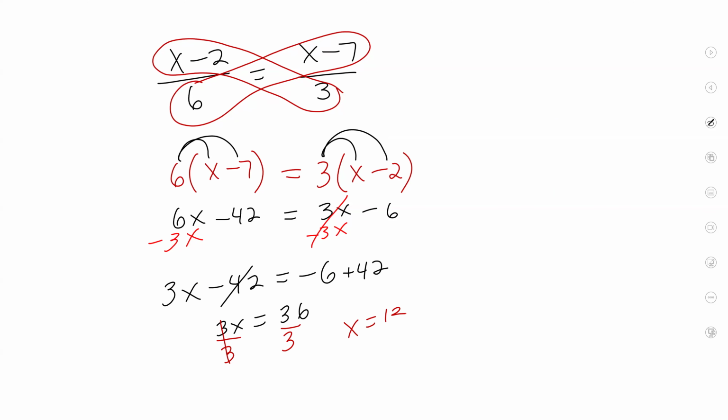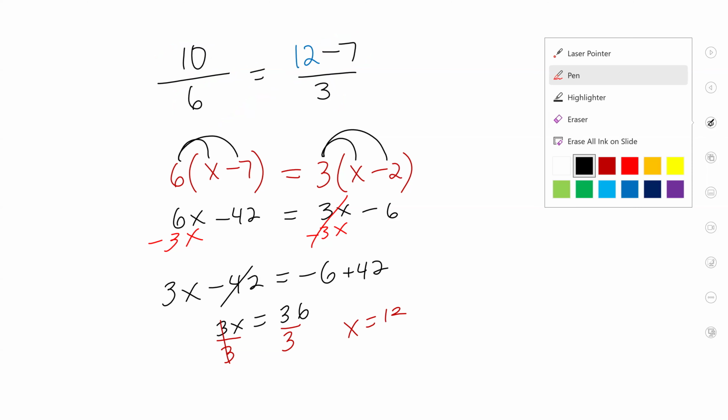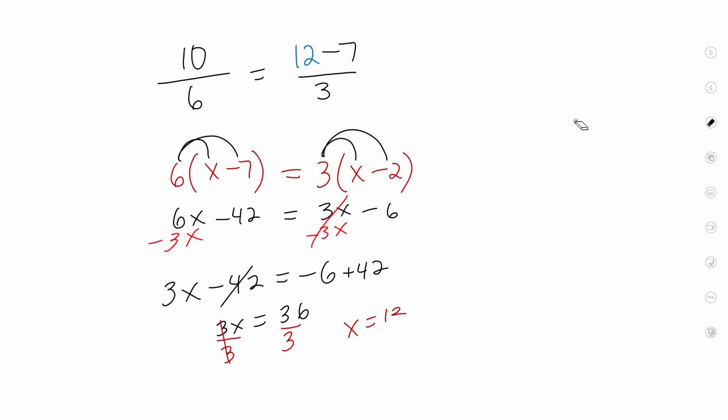Now, before I box my answer, I'm going to show you guys how we can check our work. This was the original problem. If I plug in my answer 12, let's see if it makes sense. What's 12 minus 2? 10. Okay, so I'm just going to write 10 up here. And 12 minus 7 is 5.